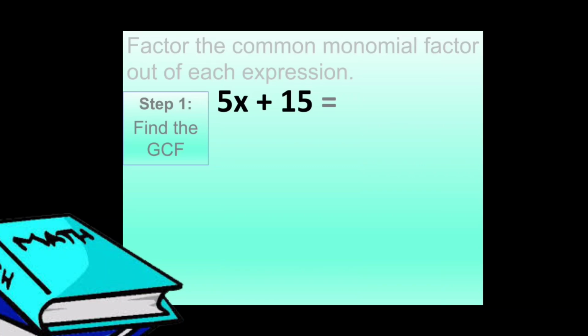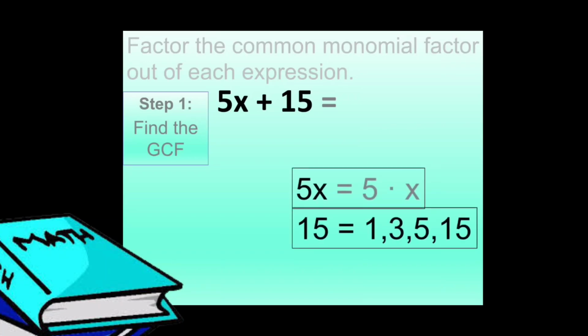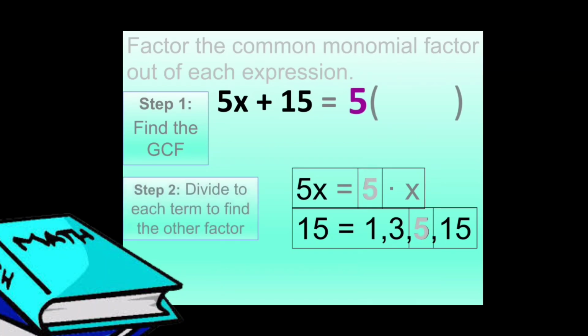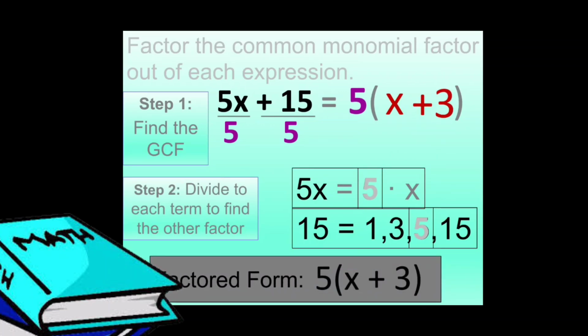Now let's get the list of all the factors of each number. For 5x, the factors are 5 times x. For 15, the factors are 1, 3, 5, and 15. As you notice here, the greatest common factor is 5. Our second step is to divide each term to find the other factor. 5x divided by 5 is x, while 15 divided by 5 is 3. So our factored form is 5 times the quantity x plus 3.